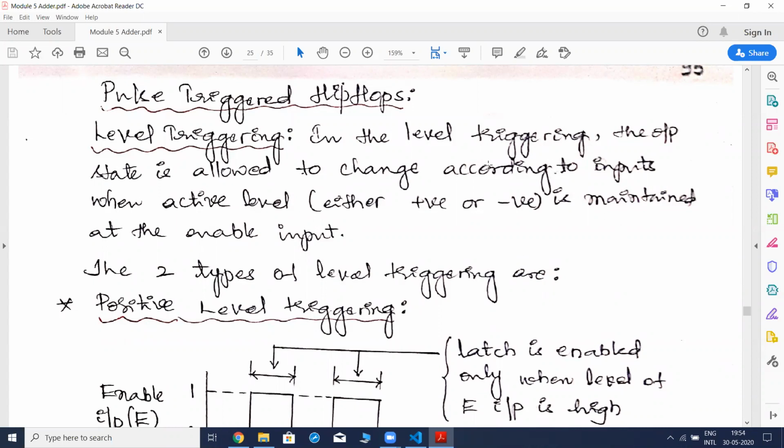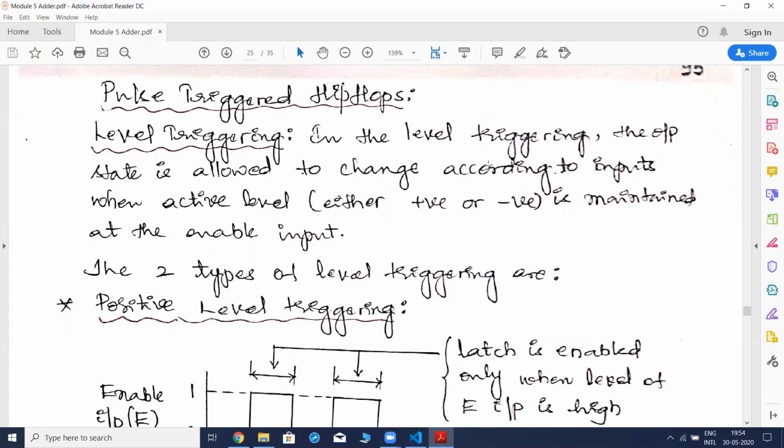In order to discuss the flip-flops, two things are very important. That is triggering the flip-flops. Triggering is in order to make the device active. There are two types of triggering. The first one is called level triggering. Then we have the other type, edge triggering.